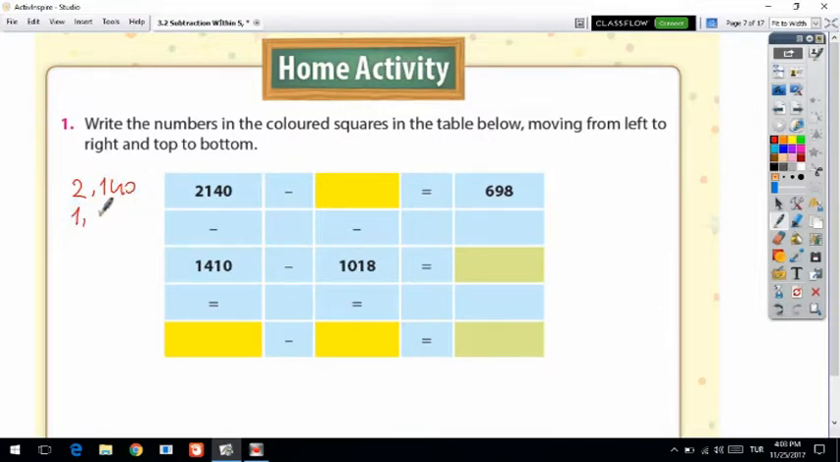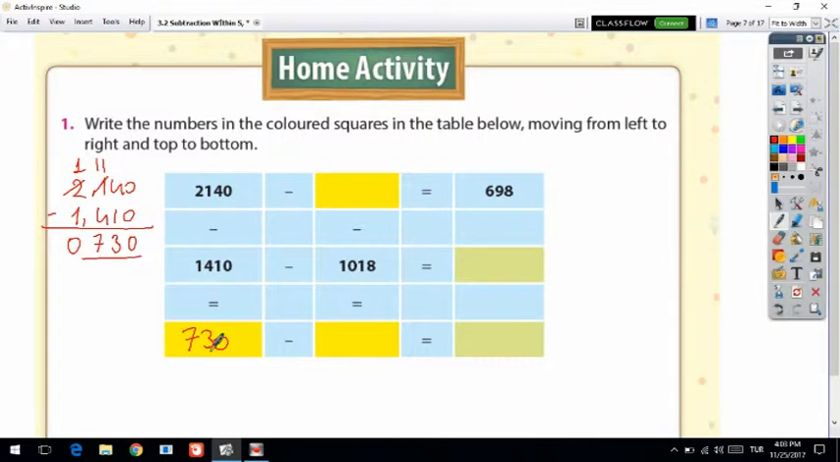2140, 1410. Okay, now let's subtract. 0 minus 0, 0. 4 minus 1 is equal to 3. 1 minus 4 we cannot, so we go to 2. 2 makes 1. 1 makes 11. 11 minus 4 is equal to 7. Then 1 minus 1, 0. So your answer is 730.